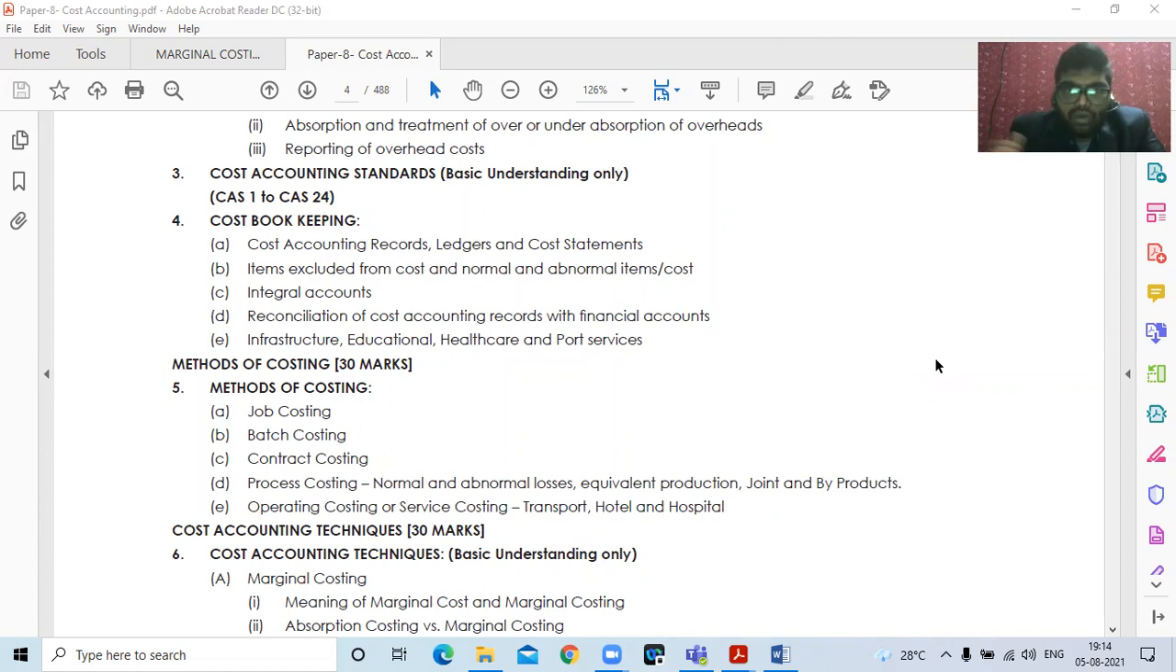But more than this, I say your cost accounting techniques. That is your marginal, standard, budgetary, the simple thing. 30 में से वहां पे से 25 minimum to minimum आना ही चाहिए. ठीक है, that is there.